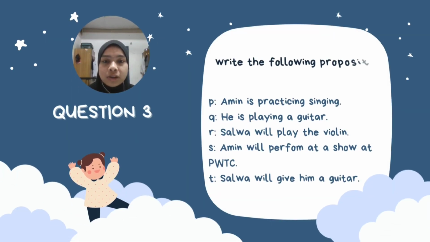For question 3, we need to write the following propositions in symbols where P, Amin is practicing singing. Q, he is playing a guitar. R, Salwa will play the violin. S, Amin will perform at a show at PWTC. And T, Salwa will give him a guitar.